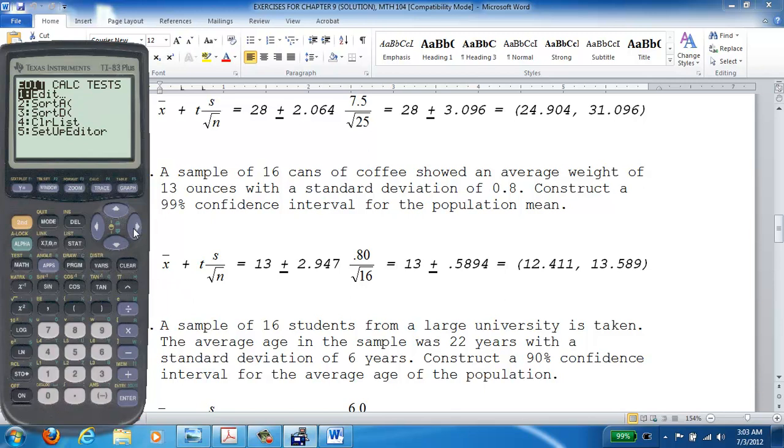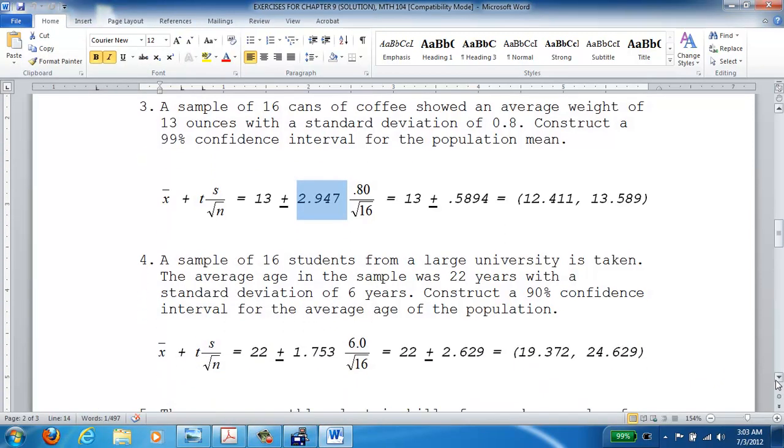Now let's use again the graphing calculator. Let's go to Stat, Tests, and we go again to number 8, t-interval. The mean is 13, the standard deviation is 0.8, and the sample size is 16, and the confidence level will be 0.99, and then we click calculate. Manual is 12.411 to 13.589. It is exactly the same with the graphing calculator.